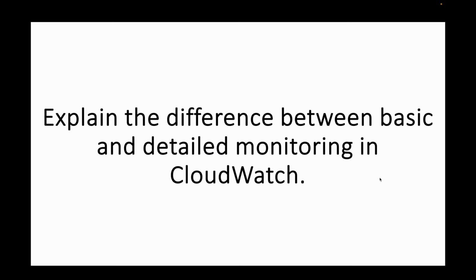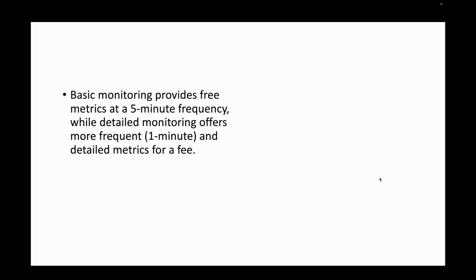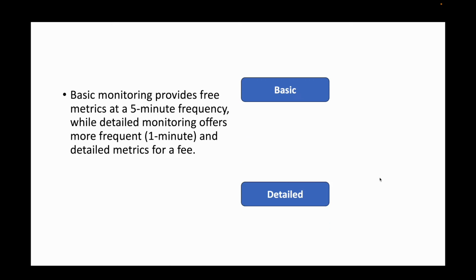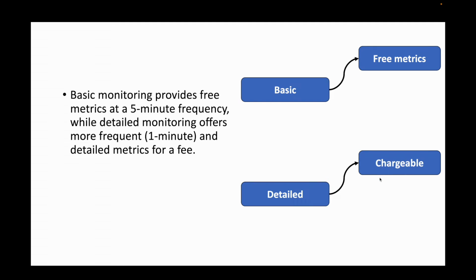The next question we have is, explain the difference between basic monitoring and detailed monitoring in CloudWatch. In CloudWatch, whenever we talk about monitoring, we have two types: basic monitoring and detailed monitoring. Basic monitoring falls under the free tier, so you don't have to pay any money for this. It is enabled by default. For any resources that you are running, for example an EC2 instance, basic monitoring is enabled by default, but detailed monitoring is chargeable. You'll have to pay money for that.